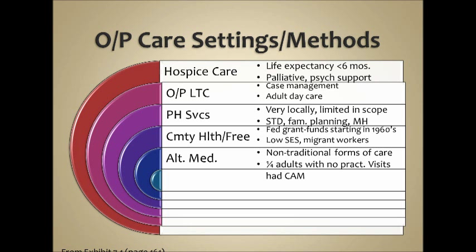Of course, my favorite, public health services. Very local, limited in scope, and they have to do with family planning and mental health. But you can come to our public health services, whatever we can scrape together on what little funding we have, and you're welcome to use our services in an outpatient setting. Of course, we have community health and free clinics trying to get people in there. There are federal grant funds starting in the 1960s for these. And then finally, there's alternative medicine. There's your acupuncture, your massage, and all those outpatient settings that people are using in the U.S.